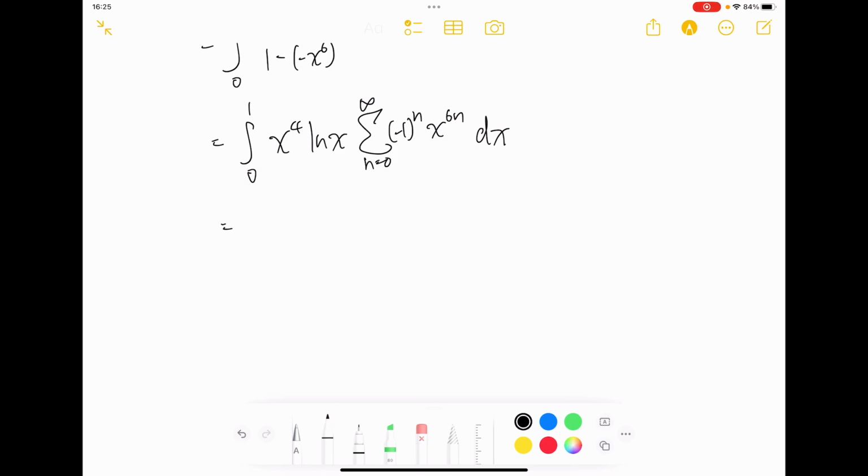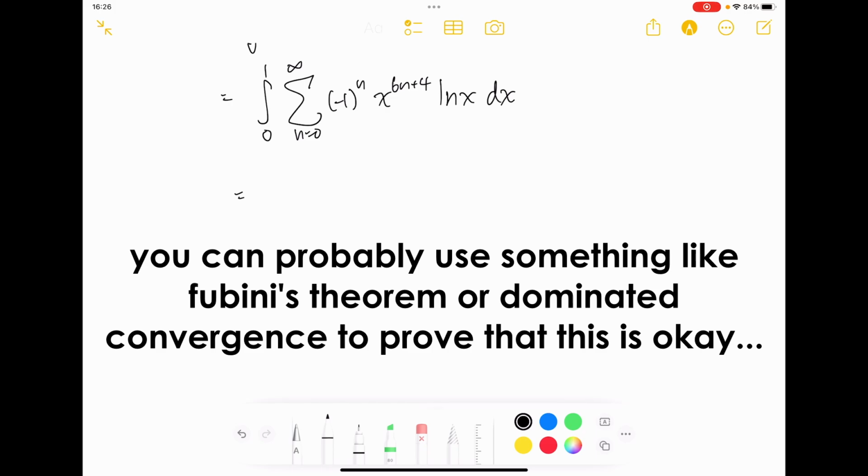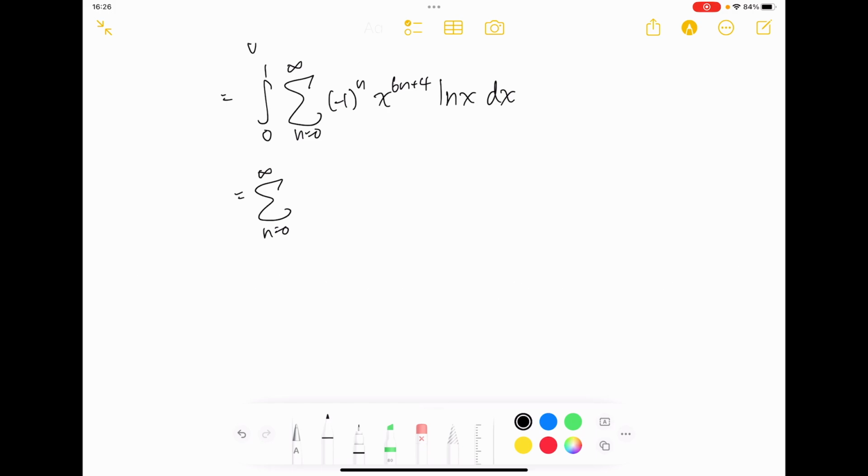So we can just factor those in. So that becomes the integral and then the sum of negative 1 to the n times x to the 6n times x to the 4th, which means we can combine the exponents, times natural log x dx. And one last thing we're going to do is to exchange the sum and the integral. I know it might not be proper to do that, but just trust me that it converges, because it does, and we do get the right answer after doing this, so we're just not going to worry about it.